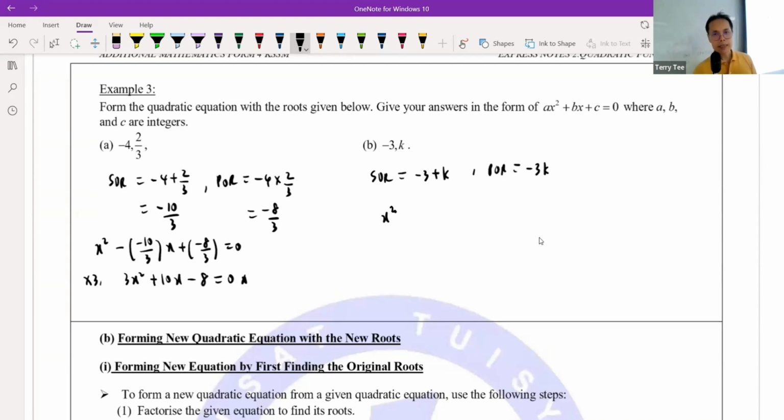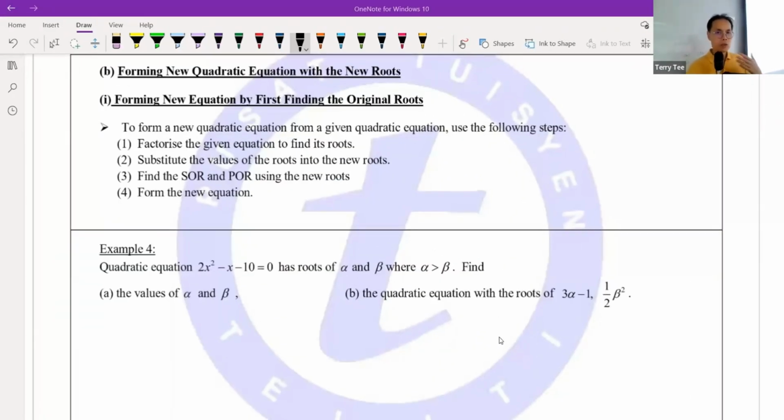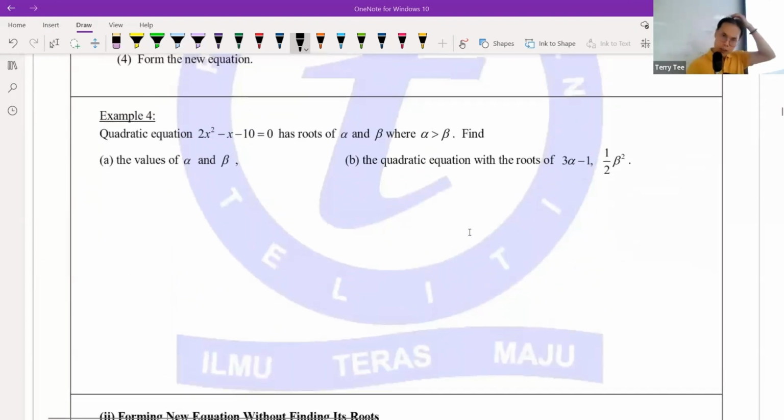So your equation will be x squared minus SOR x plus POR equals 0. Just take the negative times inside. So this is x squared plus (3 minus k)x minus 3k equals 0. That's all. You have to leave your answer in terms of k. We need to form the quadratic equation given the new roots, but you must first find your original roots.